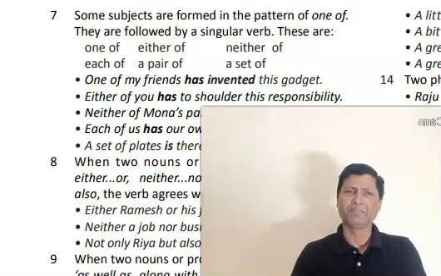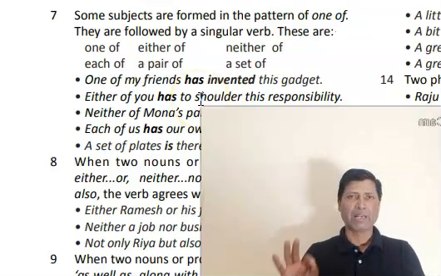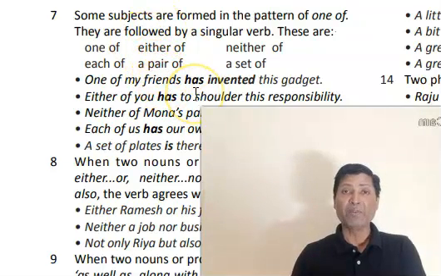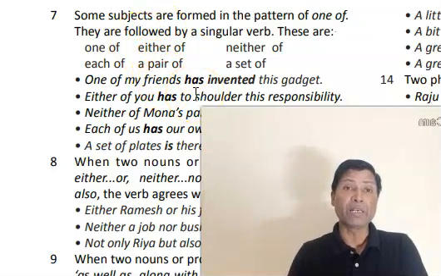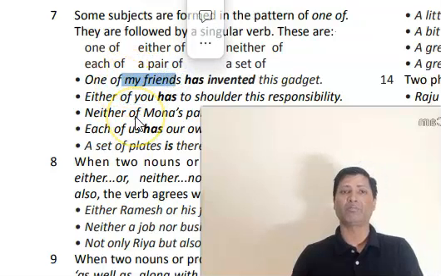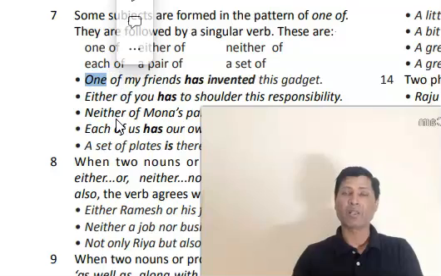For example, here I am using an example: One of my friends has invented this gadget. I will explain only one example. Whenever a student tries to understand this rule, the student thinks that the words my friends are the actual subject. But the real subject is the word one.